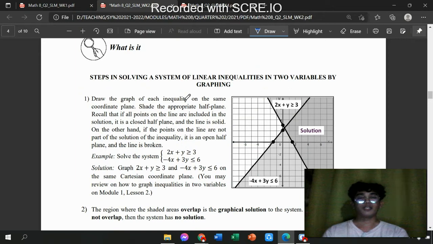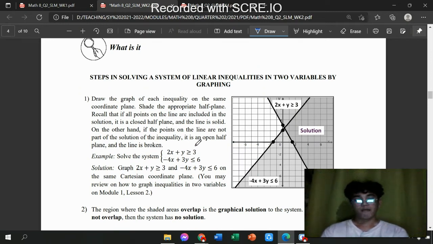Draw the graph of each inequality on the same coordinate plane. Shade the appropriate half plane. Recall that if all points on the line are included in the solution, it is a closed half plane and the line is solid. On the other hand, if the points on the line are not part of the solution of the inequality, it is an open half plane and the line is broken.